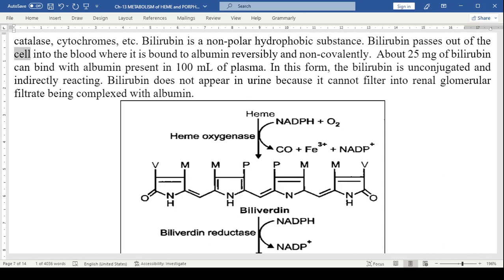Bilirubin passes out of the cell into the blood where it is bound to albumin reversibly and non-covalently. About 25 mg of bilirubin can bind with albumin present in 100 ml of plasma. In this form, the bilirubin is unconjugated and indirectly reacting. Bilirubin does not appear in urine because it cannot filter into renal glomerular filtrate being complexed with albumin.